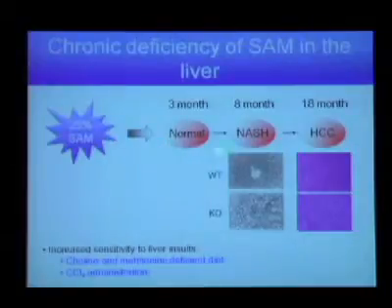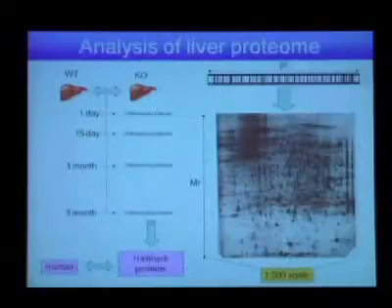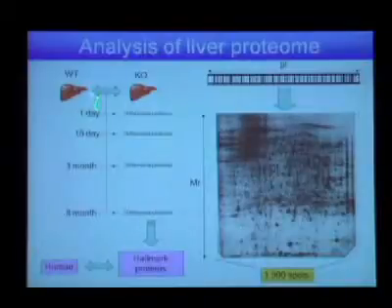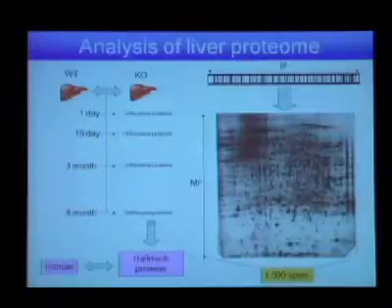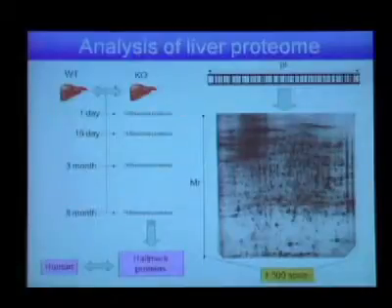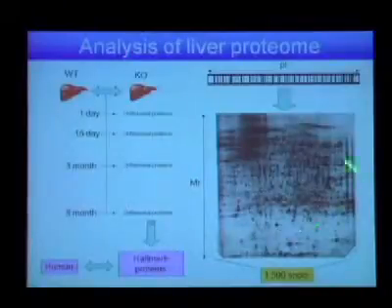So we have a disease that progresses over time, somehow resembling what happens in humans, and we were very much interested in understanding the mechanism of all these pathogenic pathways. And to do that, we used a proteomic approach. This was the schema. We wanted to compare the proteome of wild type and knockout livers at different time points, 1 day, 15 days, 3 months, and 8 months after birth, thinking that all these alterations were the early events leading to the development of hepatocarcinogenesis. So we used a two-dimensional electrophoresis approach.